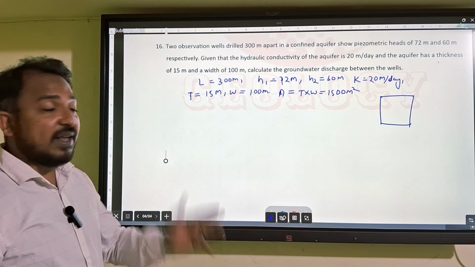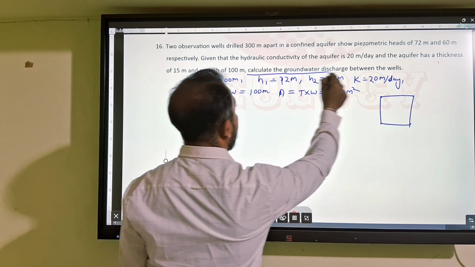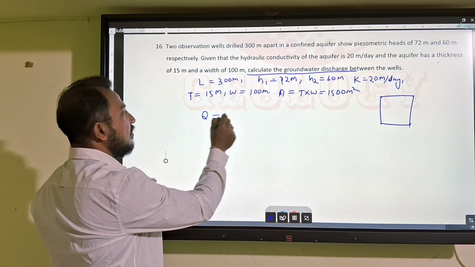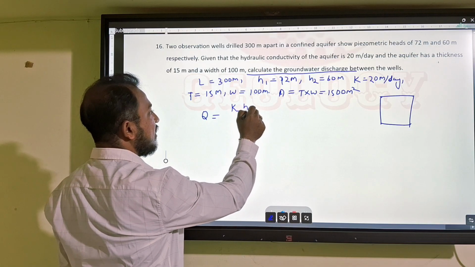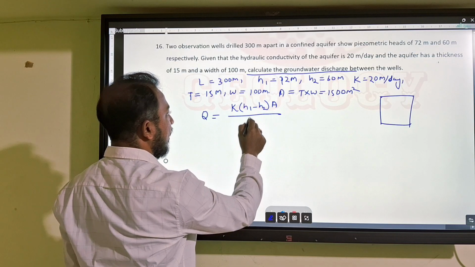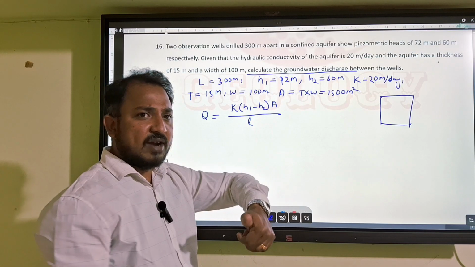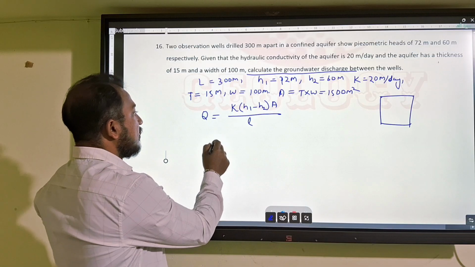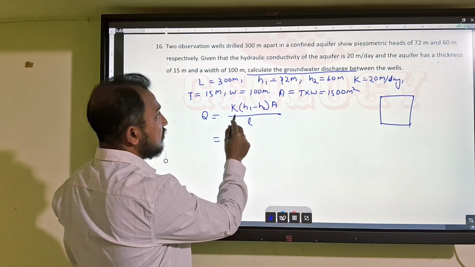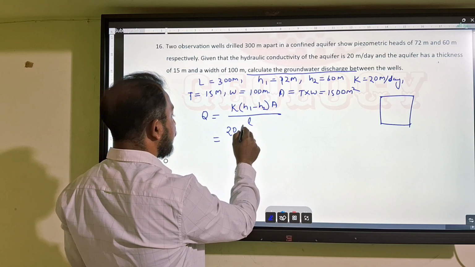Then we can apply the Darcy law, because it is asked about a water discharge between the two wells. So it will be Q equal to K (H1 minus H2) A divided by L, or you can separately calculate (H1 minus H2) by L as I, then put that in the formula KIA. But we'll do it this way. So K, it is given 20, it is meter per day, remember.